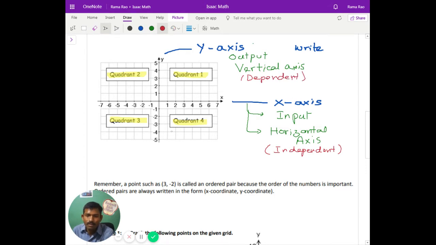These are all the different names they give you: x-axis and y-axis. In science they call them independent and dependent. In math, in later days, we call them input and output. And sometimes you see horizontal axis and vertical axis. It's different names for the same thing. You can call me Mr. Chipperpali or Mr. C or Mr. Rama. Everything is the same person. It's the same thing with different names.